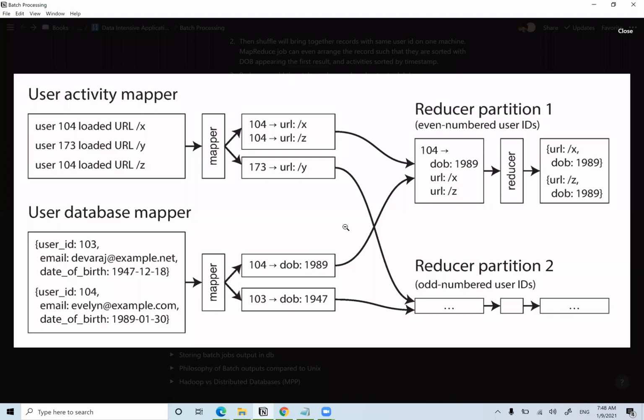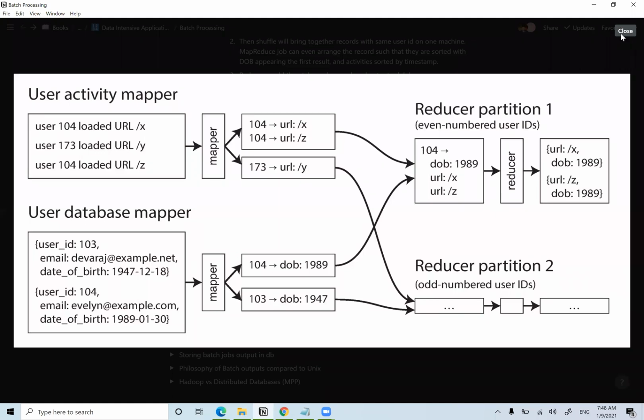Then the other step was shuffle, right? We remember that the next step was shuffle. So shuffle will bring all the related keys to one machine. All the keys with 104 as the key will be brought to the same machine, and now the data is on the same machine. So now the reducer has all the data related to the same user ID, and it can perform whatever join it had to perform. Basically the mapper has done the task of bringing the similar data together, and now the reducer is going to perform that actual join.